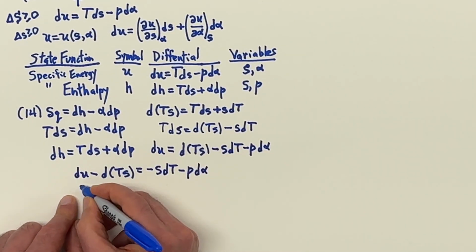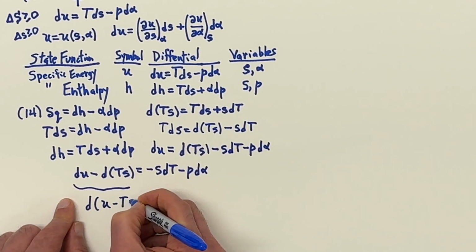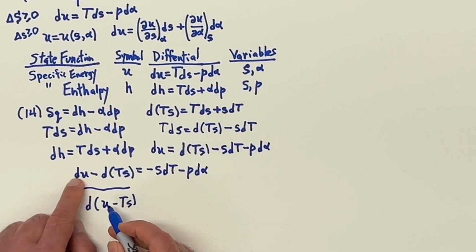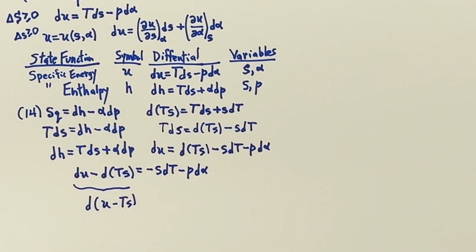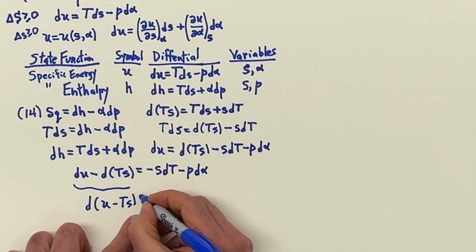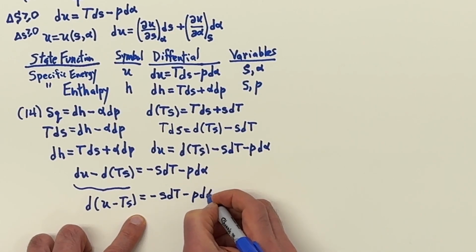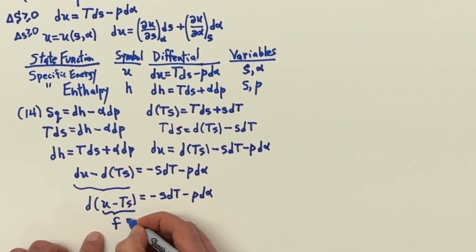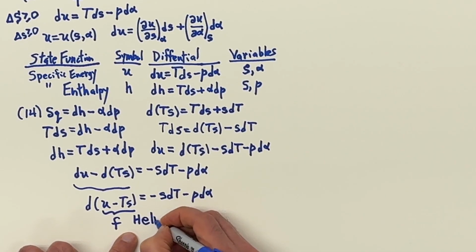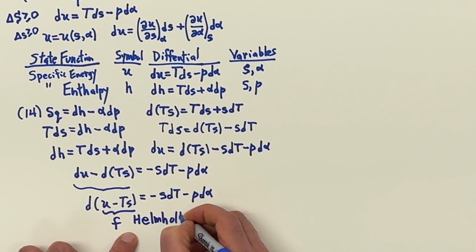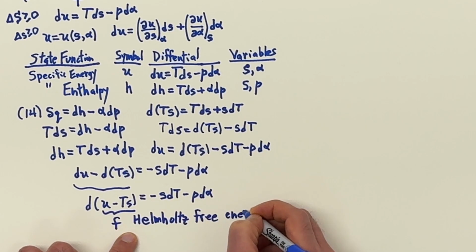Now here I can write this as du minus Ts. These are two terms. I would take the differential of the first, put the minus sign down, and then take the differential of the second, which happens to be a product. All right, so we have that, and this is then minus S dt minus P d alpha. And I'm going to call this F, and that's the Helmholtz free energy, Helmholtz free energy per unit mass.